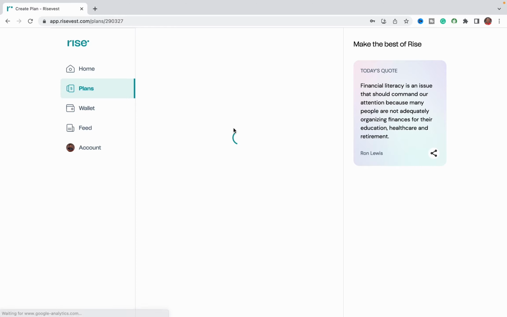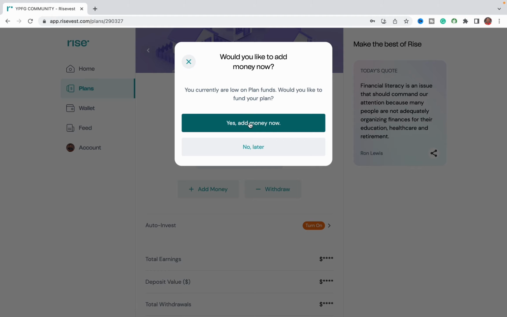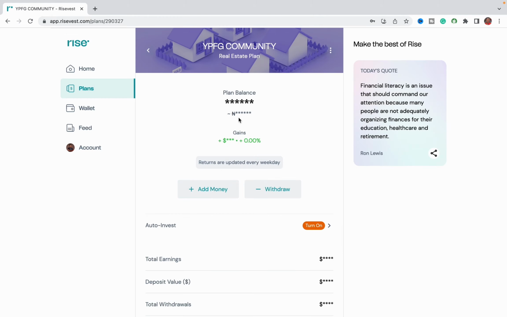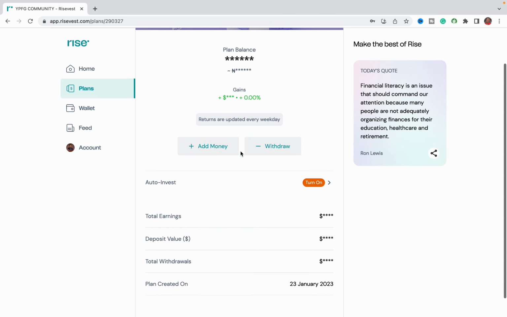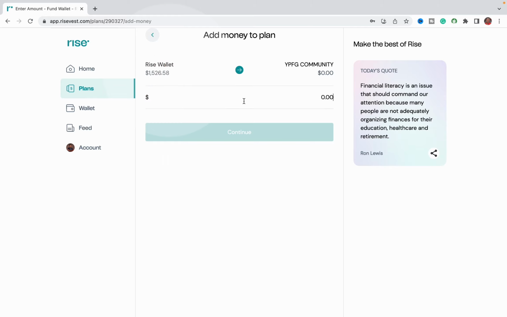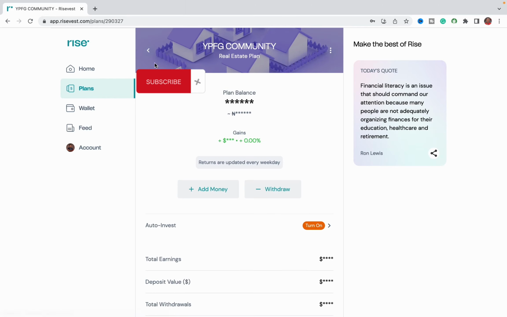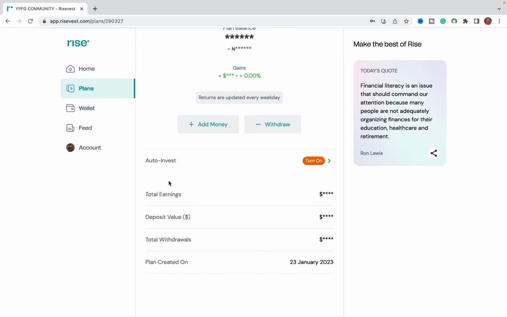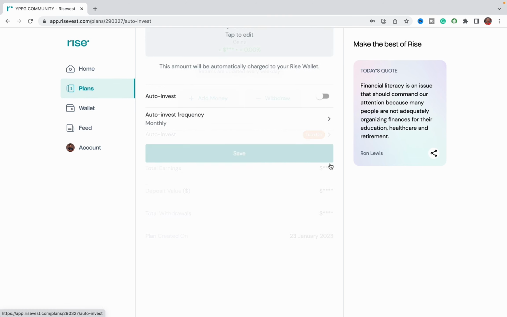So you've just created a plan. So I want to view my plan. So now that I've created this plan, this is what happens. It's either I add my money here, let's say I don't want to add money for now, or I withdraw. Then there's a part of auto invest.